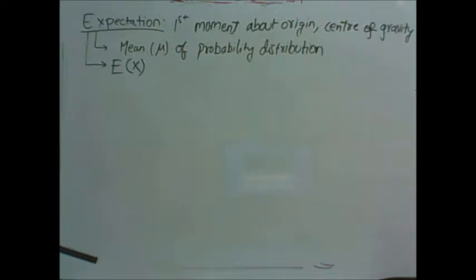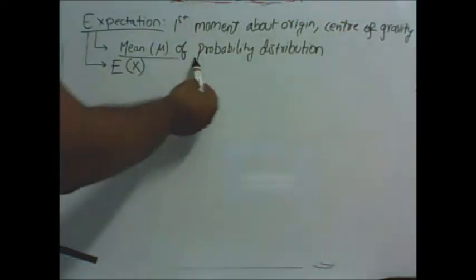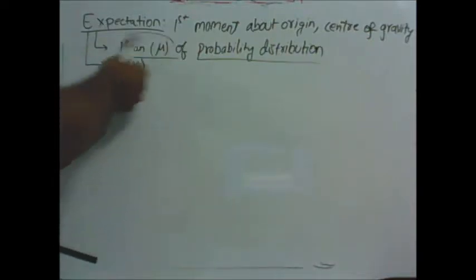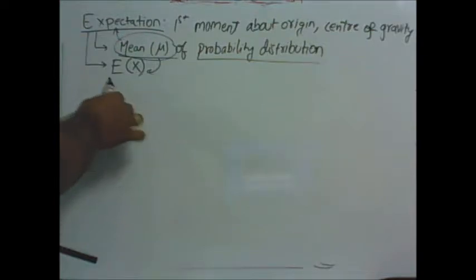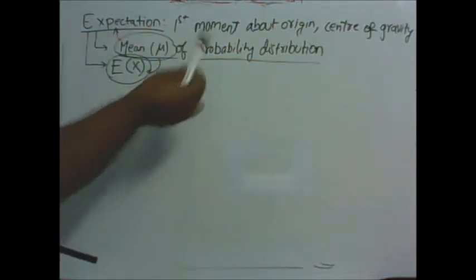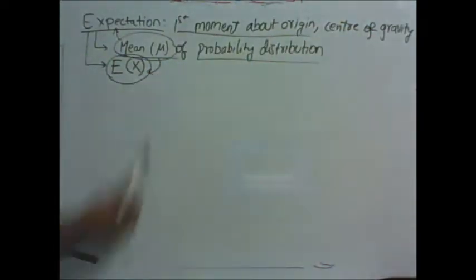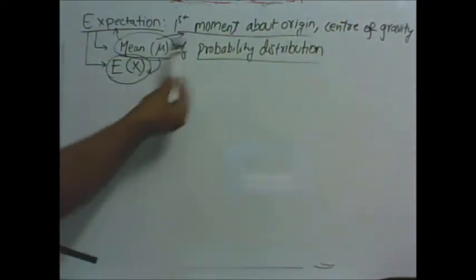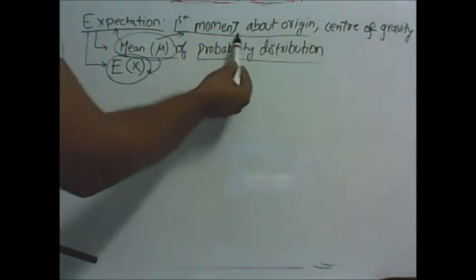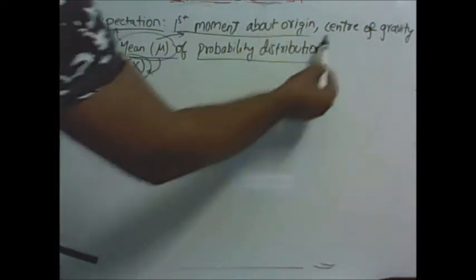Now coming to the next topic, it is expectation. The mean mu of a probability distribution, whether a discrete or continuous probability distribution, is generally called the expectation, which is represented by E of x. Another term given to it is the first moment about the origin. Mean mu, another definition is the first moment of this probability distribution about the origin, or center of gravity.